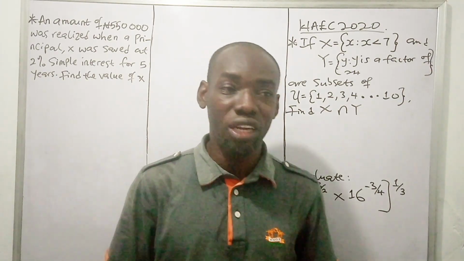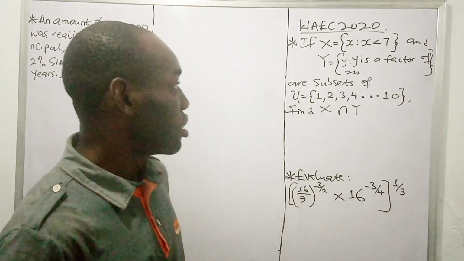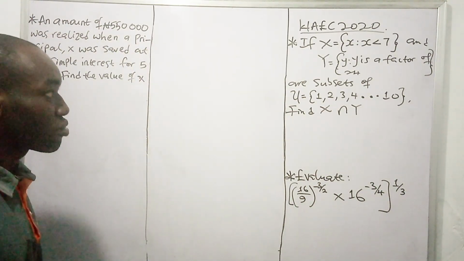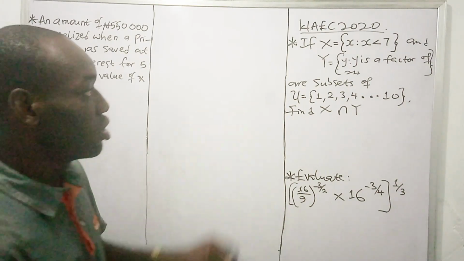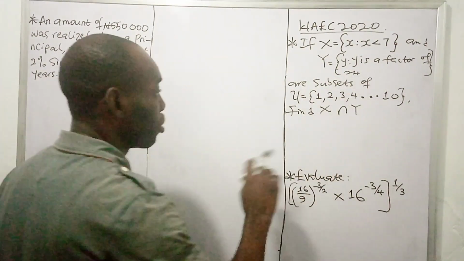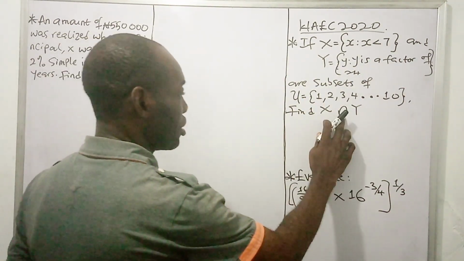Today, we're looking at some key questions from WAEC 2020. We have three interesting questions to review right now. The first one says, if x is equal to this, y that, both of them are subsets of the universal set. We're asked to find x intersect y.